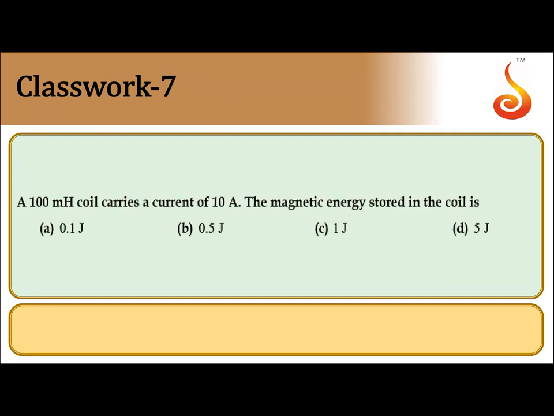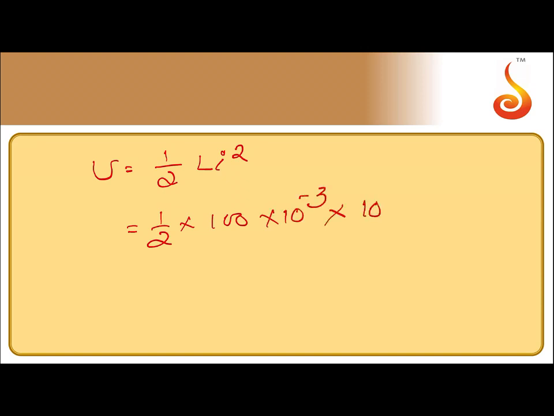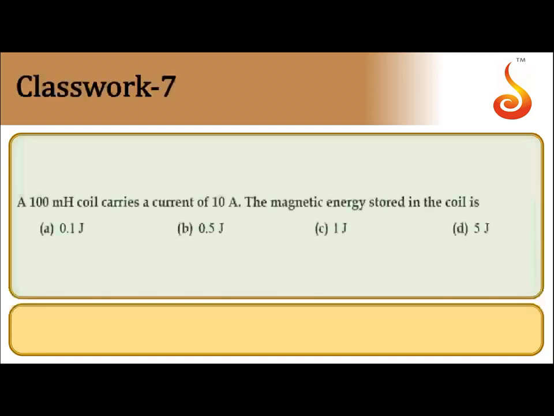Example 7. A 100 millihenry coil carries a current of 10 ampere. The magnetic energy stored in the inductor is, okay. You know, the magnetic energy stored in the inductor is given by half L I square. Half into 100 millihenry into current in the circuit is 10 square. And this becomes, you can simplify it further. This is 50 into 10 to the power of minus 1. That is nothing but 5 joule. D is our correct choice.